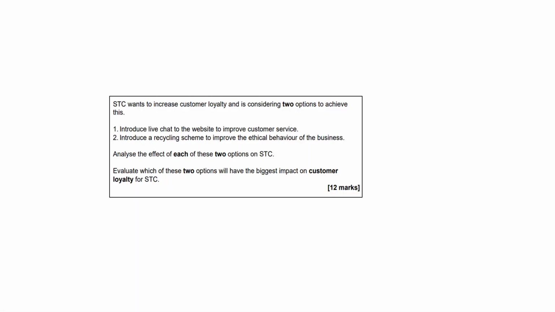So here is our 12-mark question. We will look at the case study shortly. STC wants to increase customer loyalty and is considering two options to achieve this. Option 1, introduce live chat to the website to improve customer service. Or option 2, introduce a recycling scheme to improve the ethical behavior of the business. Analyze the effect of each of these two options on STC.